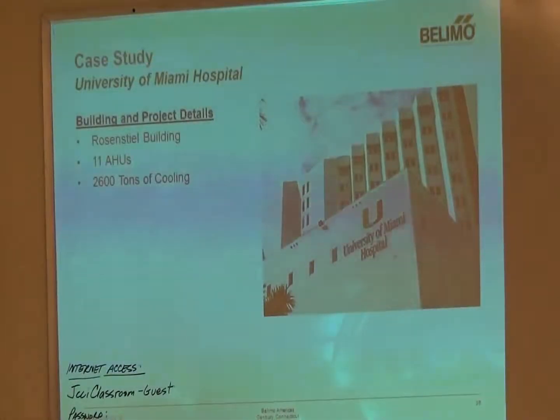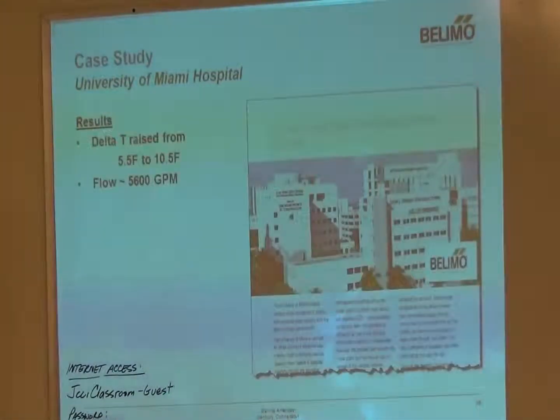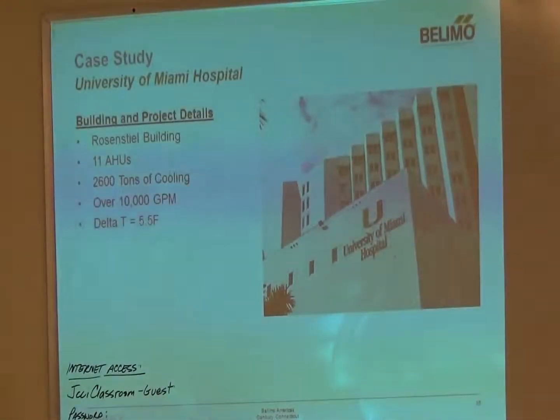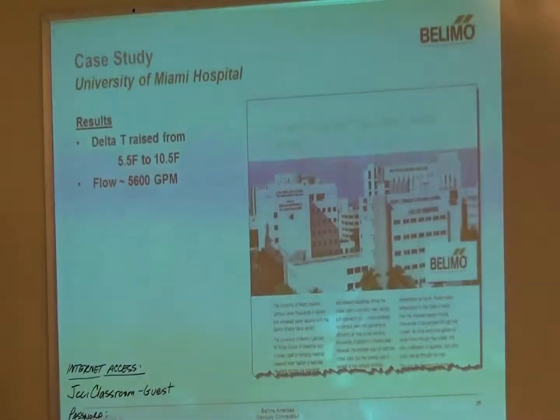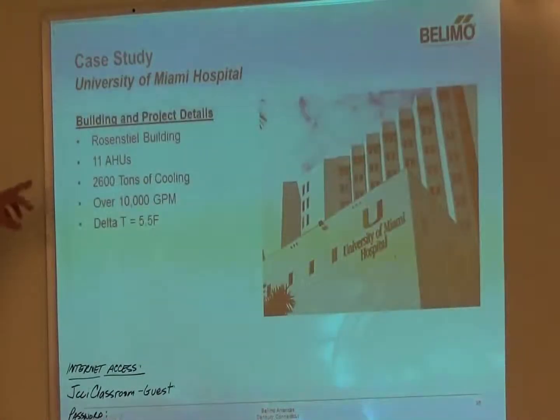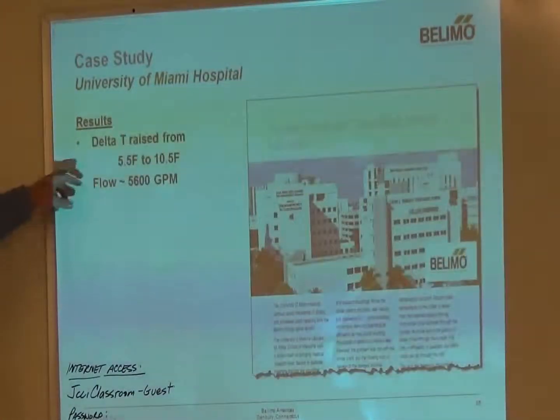Another case study that's in the folder there, University of Miami Hospital. This building had 11 air handling units, 2,600 tons of cooling, over 10,000 GPM was being used at a 5.5 degree delta T. After changing out those 11 air handling units to energy valves, it raised the delta T from 5.5 to 10.5, reduced the flow from the 10,000 GPM down to 5,600 GPM.